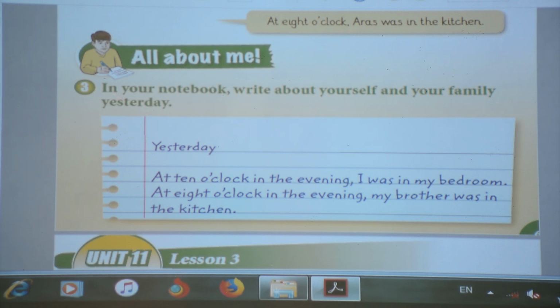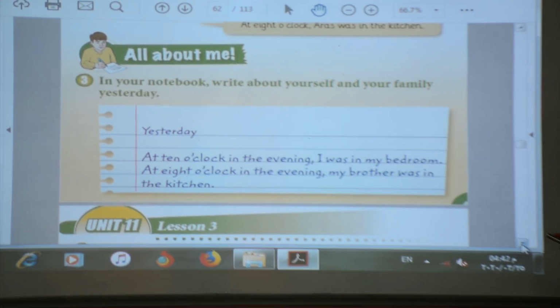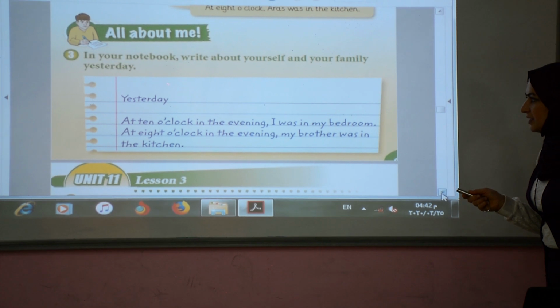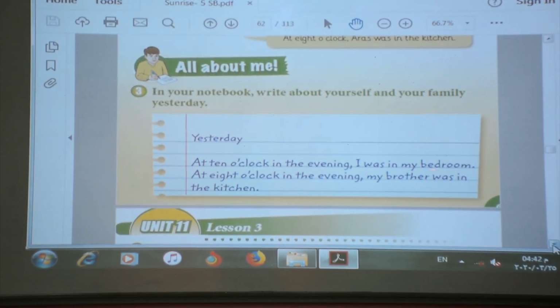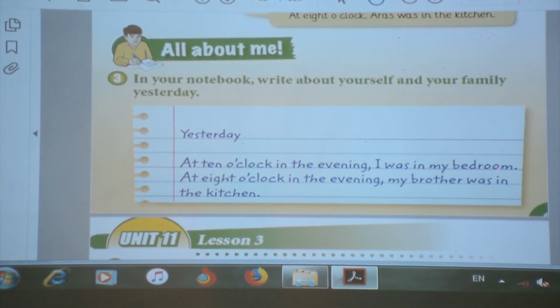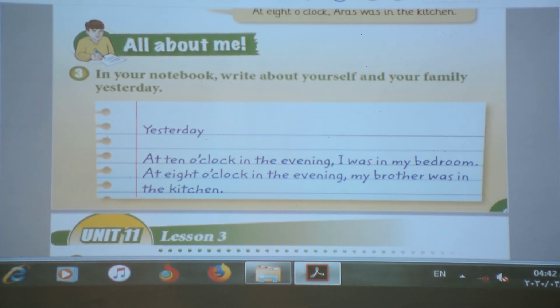If you look at number three in your notebook, write about yourself and your family yesterday. It's about yesterday. For example, yesterday at 10 o'clock in the evening, I was in my bedroom.